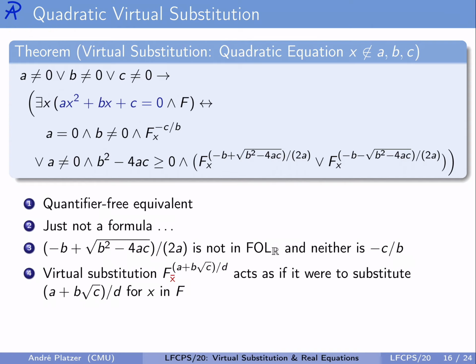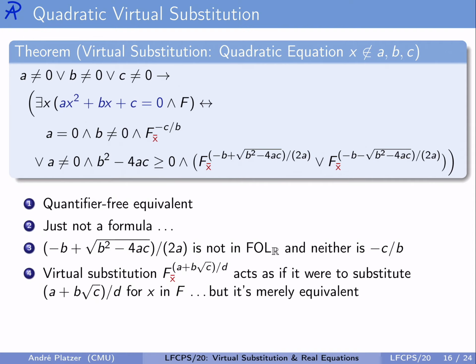If we define a virtual substitution that pretends to plug these square roots and divisions into logical formulas without literally actually doing it, but giving us just back a formula that's equivalent to the formula that we would have gotten if only we would have been allowed to use those square roots and divisions, well, then we're in business. So virtual substitution is a pretend-to-substitute but rephrase-right-away kind of operation.